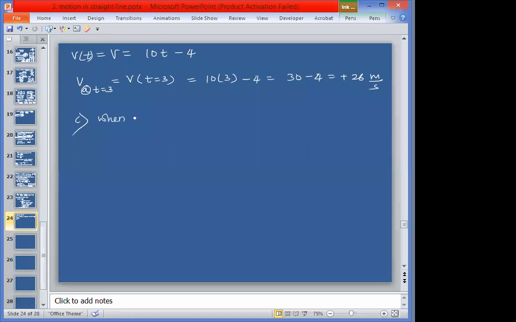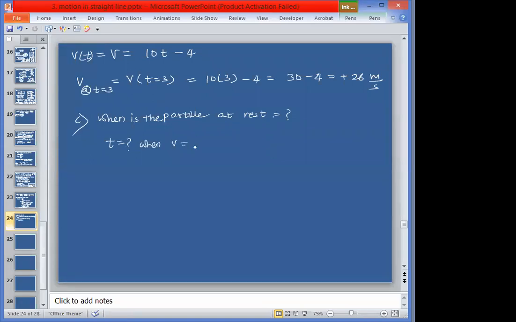Next point: when is the particle at rest? When means at what time? When is the particle at rest? At what time will the particle be at rest? So we are asked the value of time when the particle is at rest.